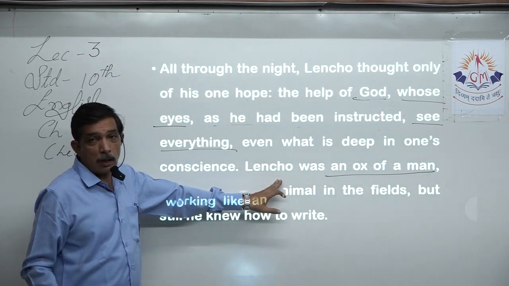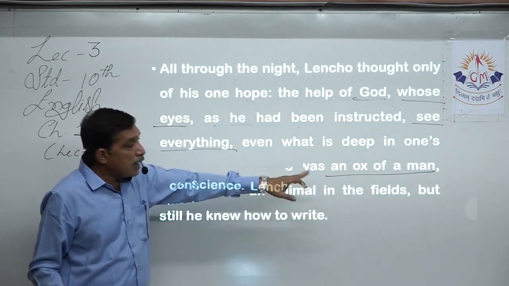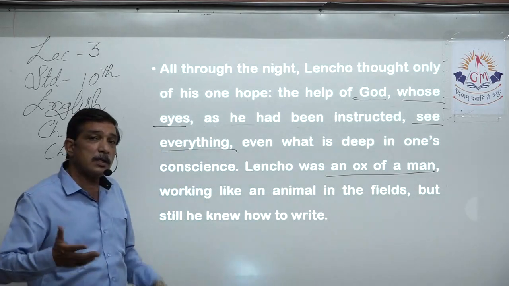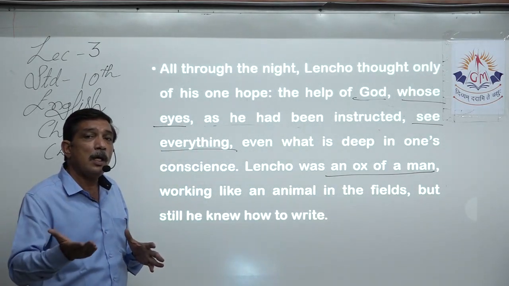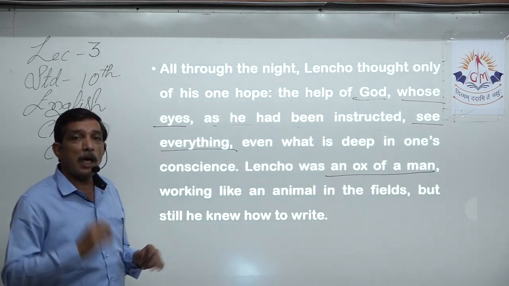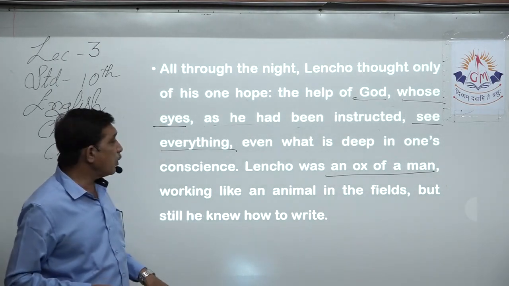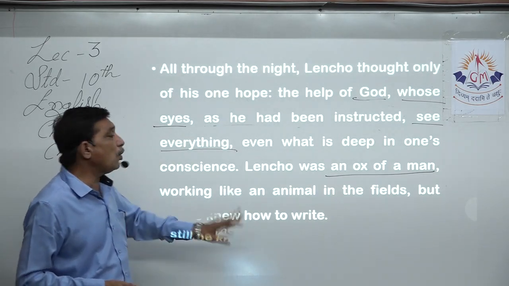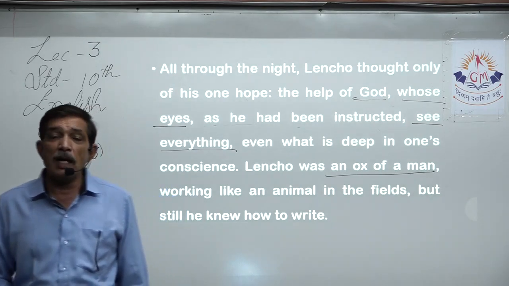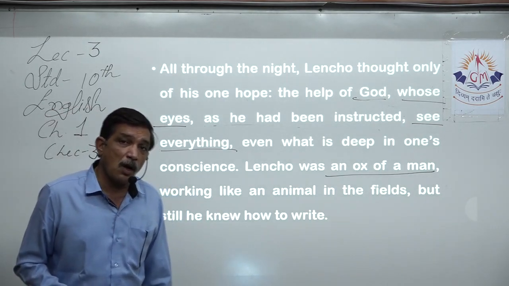So the author compares Lencho with the ox. He was an ox of a man. That means if there is any category of an animal in a man, then Lencho can certainly be compared with an ox, working like an animal in the fields, but still he knew how to write. See the comparisons made and the wordings used by the author.